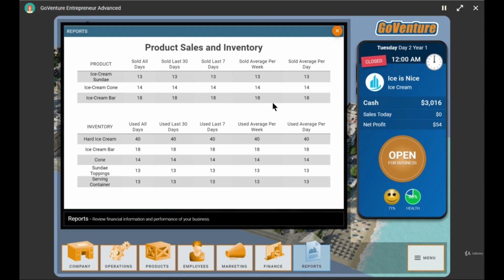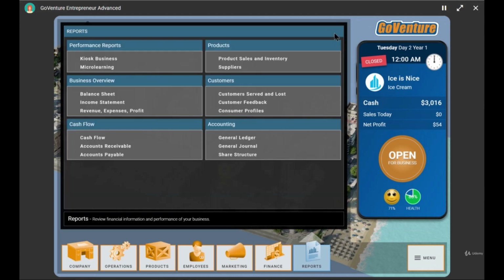Using a report like the one you see here allows us to see what our sales have been and how much inventory we've been using, how many products are going to customers, and it allows us to forecast when we might need more inventory, when we should purchase that inventory, and so on. So similar to monitoring cash, to make sure we don't run out of cash, we also want to make sure we don't run out of inventory, and then we can forecast that going into the future. So product sales and inventory is very important.